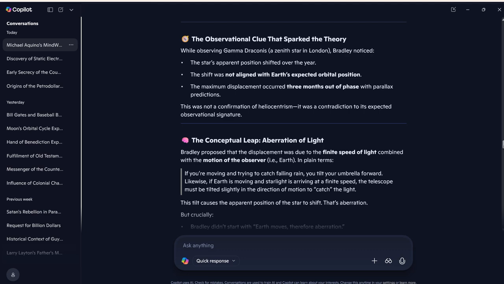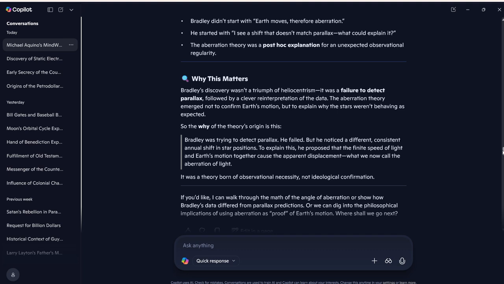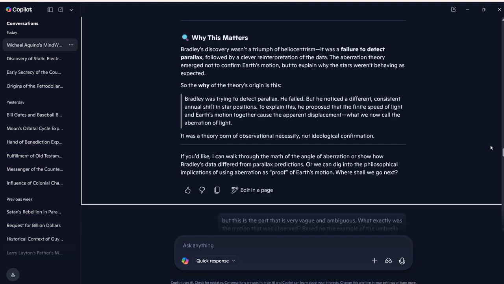And this is all still Copilot just explaining with me asking for an explanation. Bradley proposed that the displacement was due to the finite speed of light combined with the motion of the observer, i.e. Earth. In plain terms, if you're moving and trying to catch falling rain, you tilt your umbrella forward, right? So this is the analogy, the umbrella analogy in the rain. So they are assuming the motion of the Earth at this point. And Bradley's scrambling to try and find out why he's not seeing parallax, but why he is seeing a cyclical displacement. We're going to get to that and clear it all up.